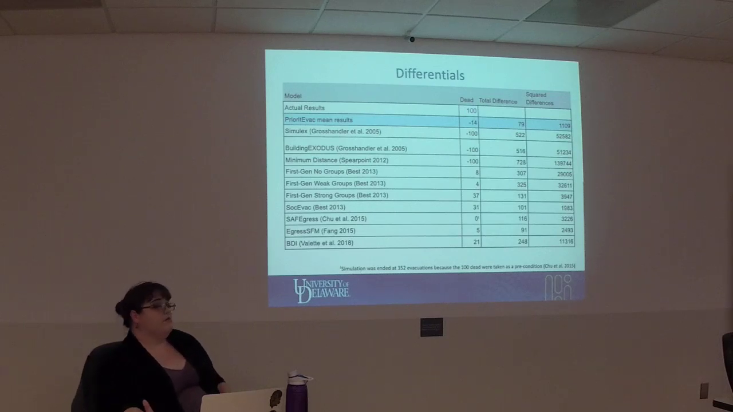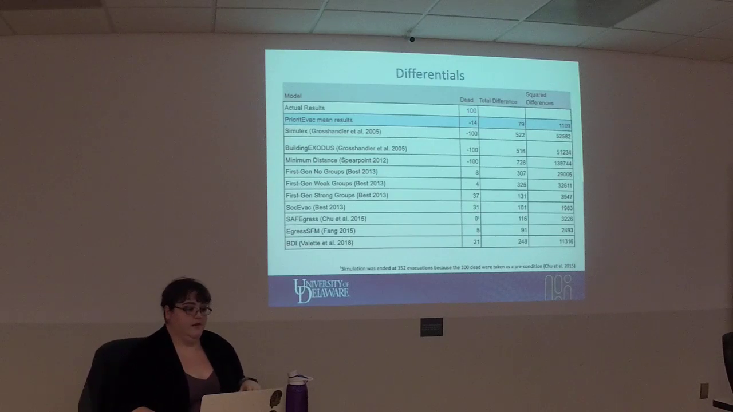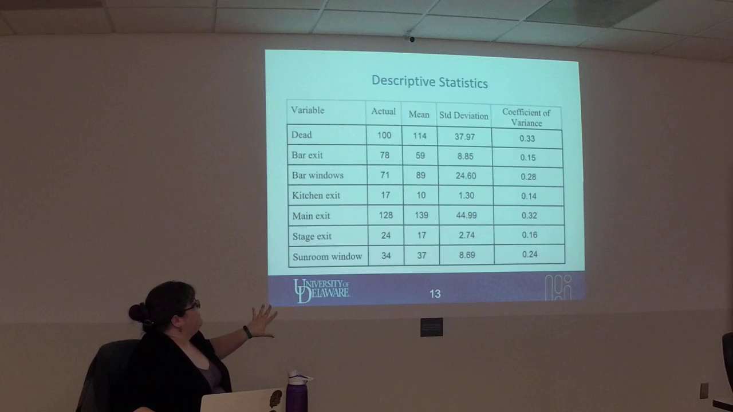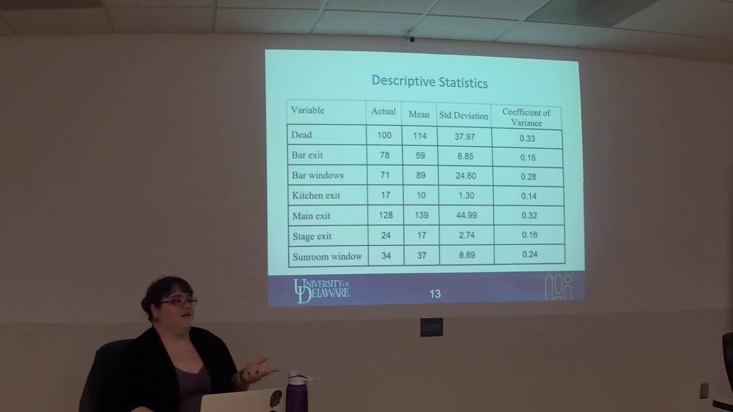And then the squared differences highlight if any particular metric is really out of whack, so if there's any one area where something is dramatically wrong. So I looked at that as well and it came out pretty well. Here are some descriptive statistics of my results. A fair amount in terms of standard deviation, except again for the kitchen exit, which is something I'm going to explore more going forward.